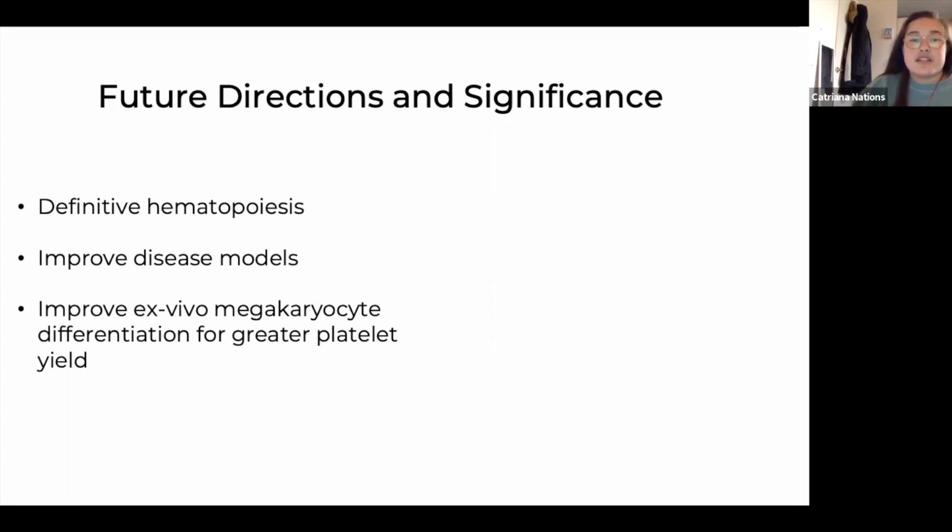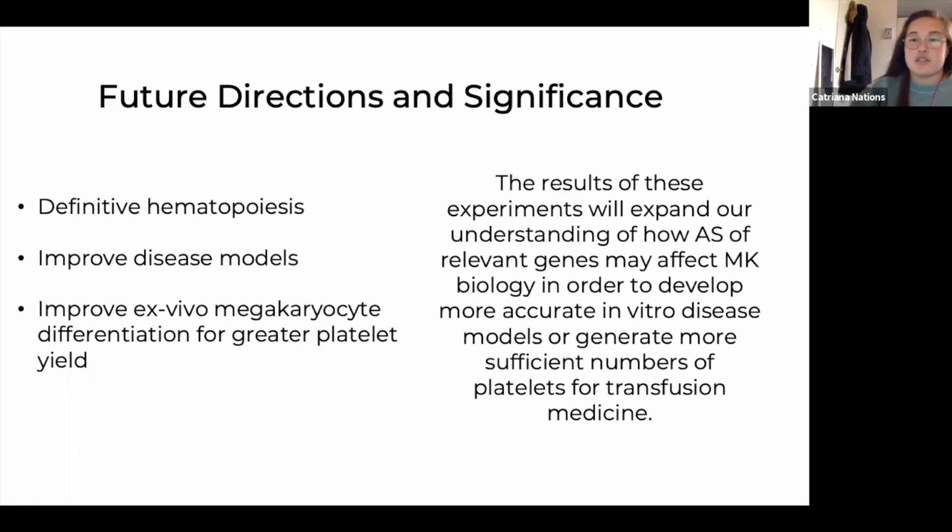And if we can better understand how splicing of relevant genes or how to produce more mature functional megakaryocytes, we can develop better differentiation systems for ex vivo megakaryocyte and platelet generation. So that would be able to generate a higher yield of platelets for subsequent patient transfusion, for example, and more translational downstream applications. And so just as a summary, the results of these experiments will expand our understanding of how alternative splicing of relevant megakaryocyte genes might affect biology, or help develop more accurate in vitro disease models or generate a more sufficient number of platelets for transfusion medicine.